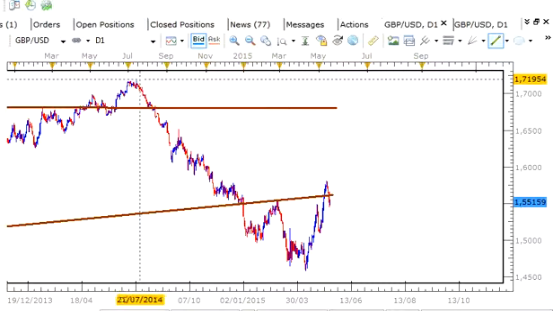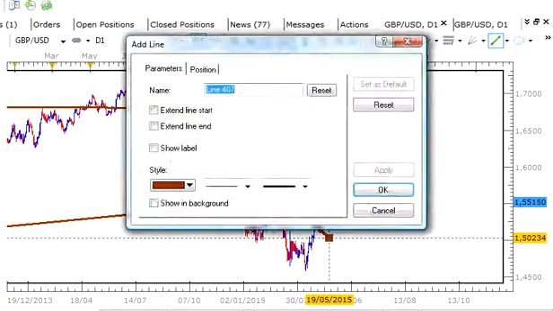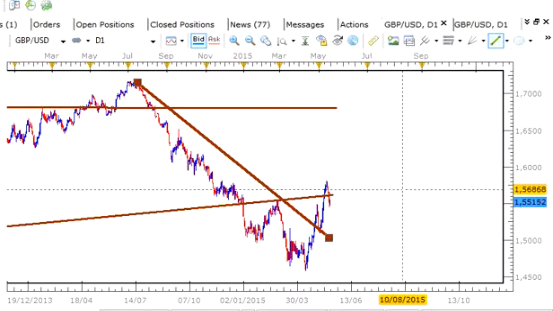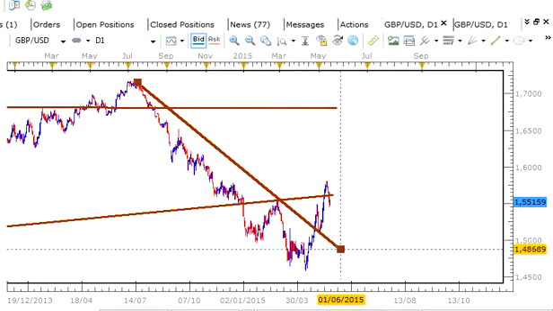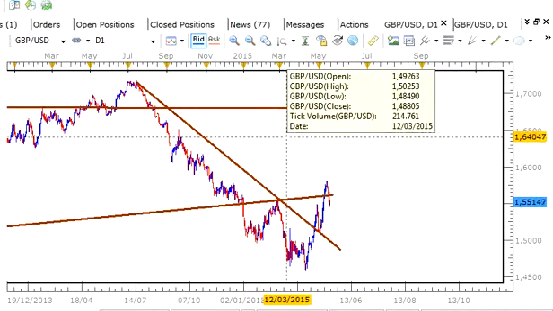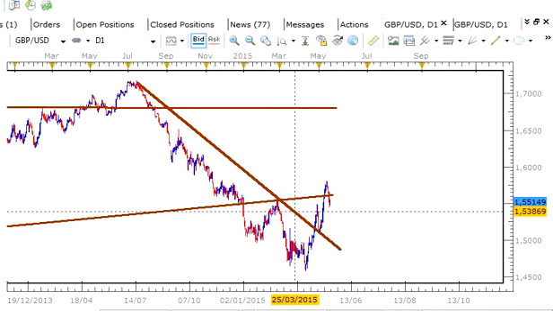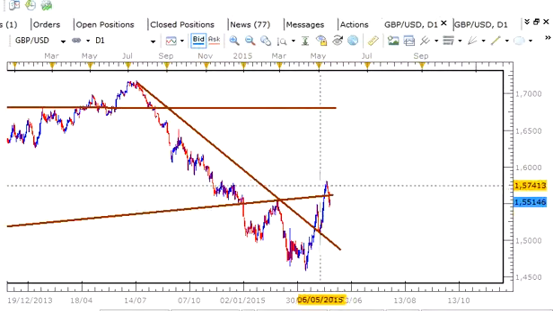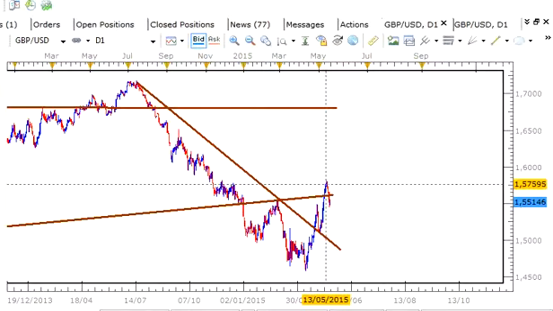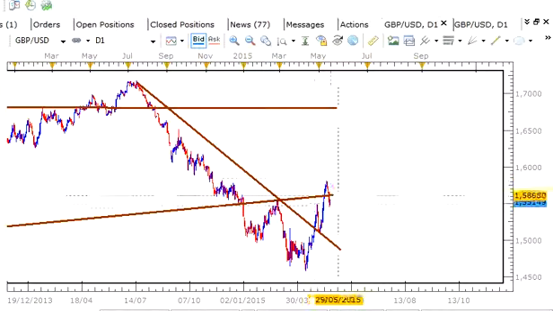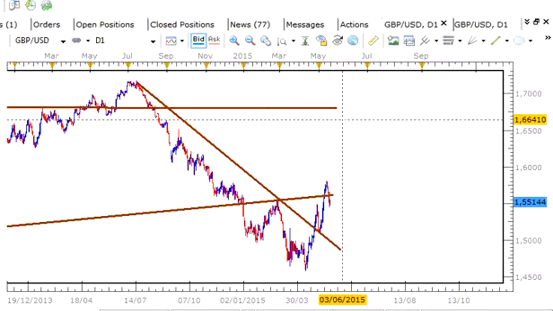Another supporting technical aspect of this is the fact that we've also broken higher above this downtrend line. So combined with these two false attempts, the break of this downtrend line and the fact that we're essentially back at the support area, all seem to point to the imminent move bullish for this pair over the medium to long term.